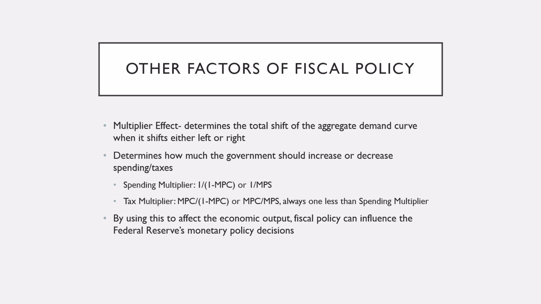It is always one less than the spending multiplier, as some proportion of the reduction of taxes or a tax cut will be saved. And by using this effect to impact the economic output, fiscal policy can influence the Federal Reserve's monetary policy decisions about whether or not interest rates should go up or down in the economy.